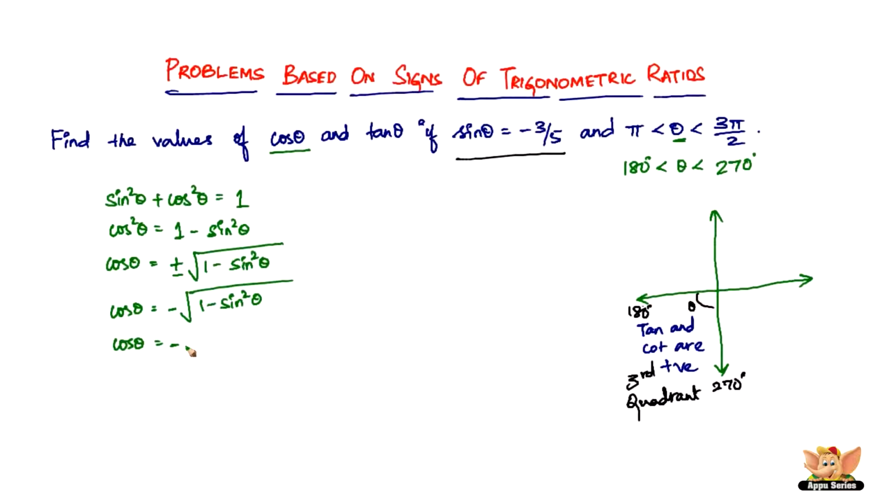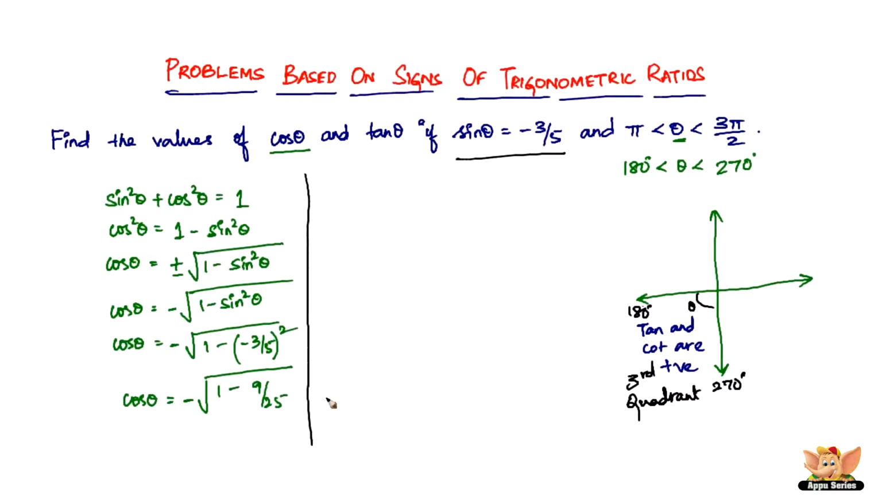So cos theta equals minus the square root of 1 minus, now sine theta is -3/5, so since it's sine squared, it'll be -3/5 the whole square. So cos theta is minus the square root of 1 minus 9/25. In solving this, you get cos theta equals minus 4/5. So that's what cos theta is.